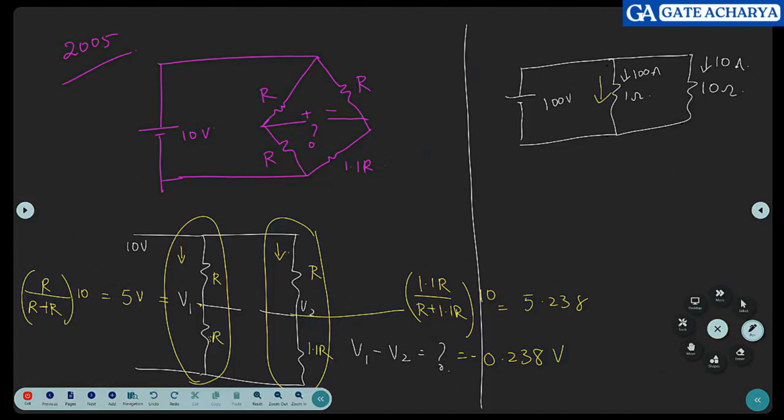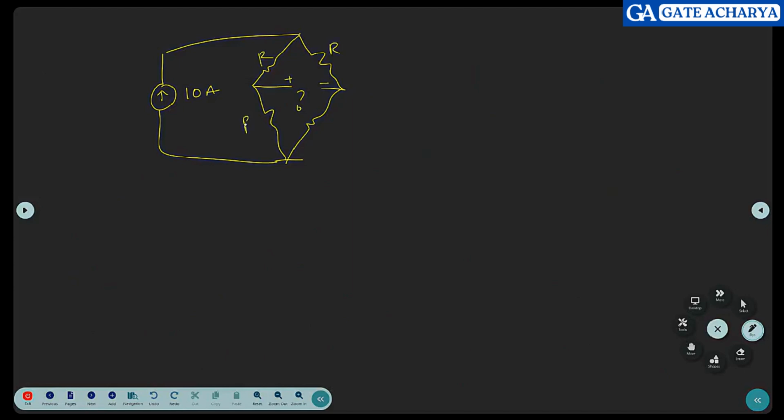Same problem, one small difference. Instead of a voltage source, what if you have a current source? What is the voltage here? Same problem, but a current source instead of a voltage source.